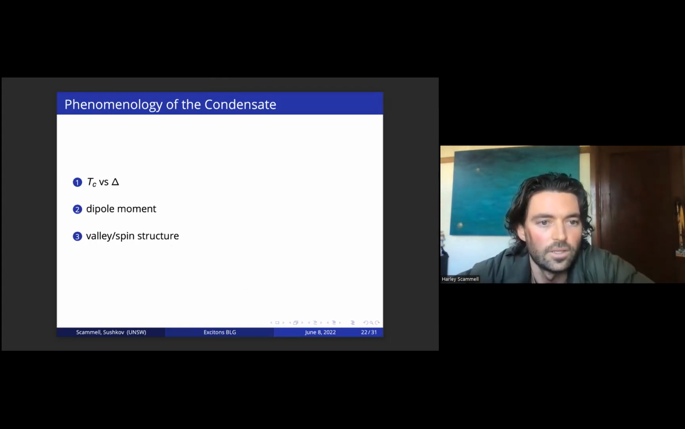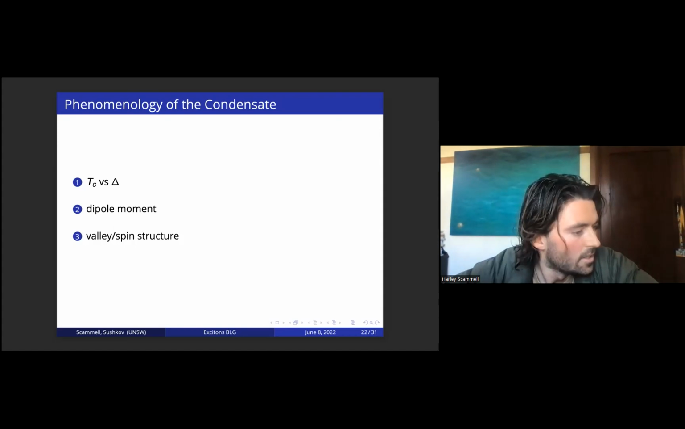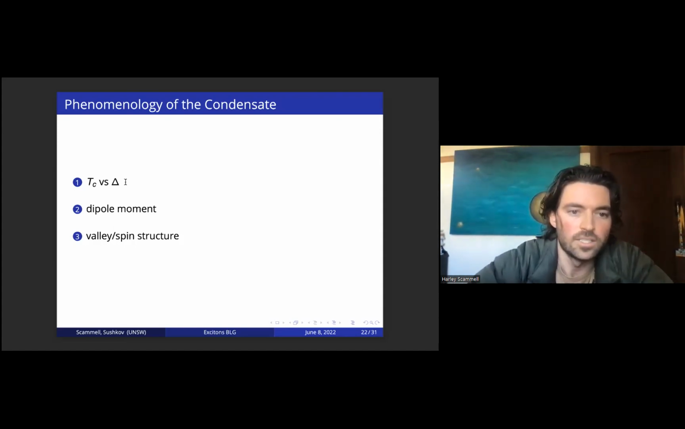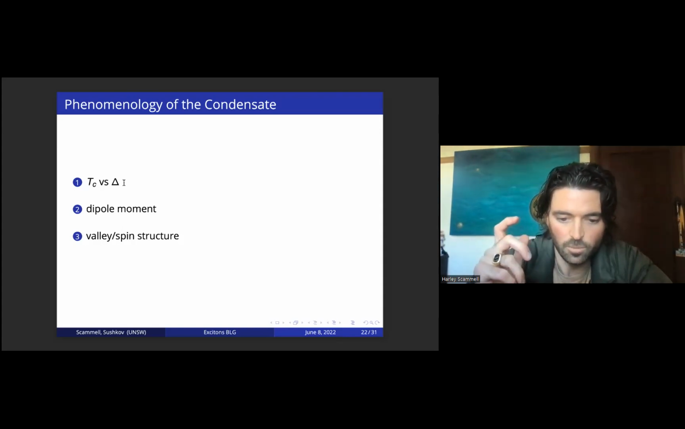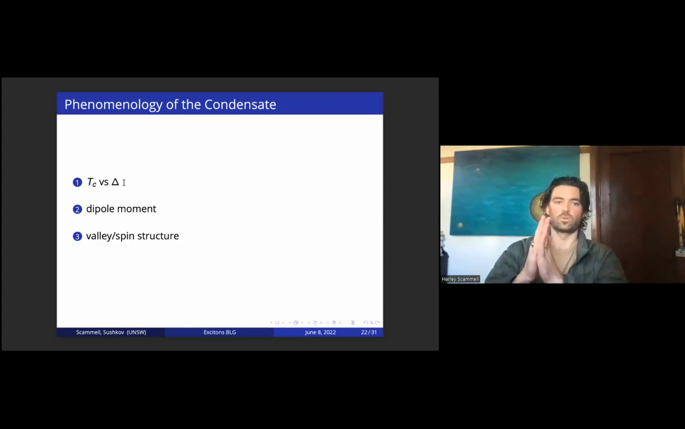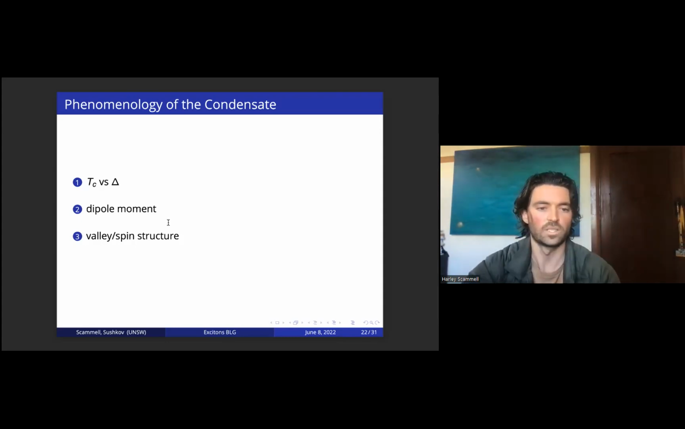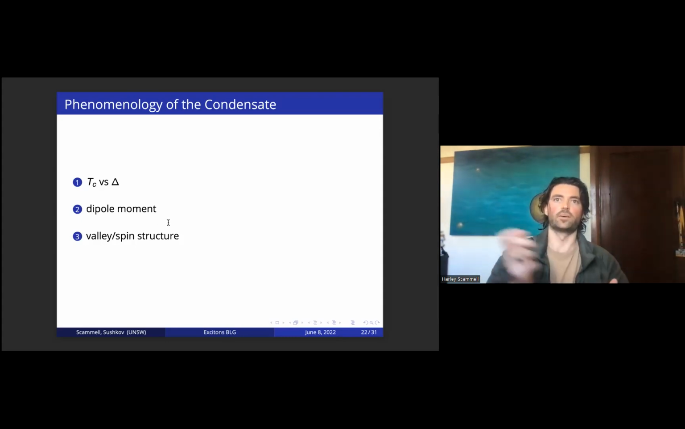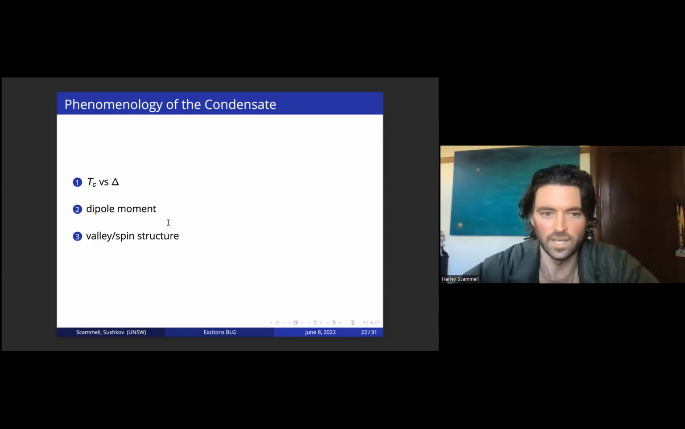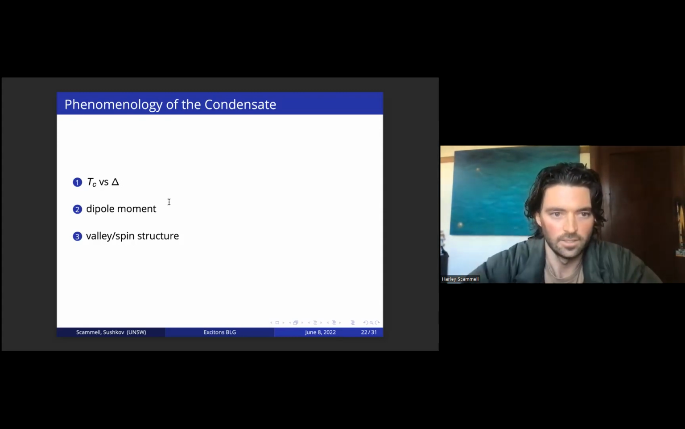So now I just want to talk about some of the phenomenological properties of the condensate. And in this part, actually TC versus delta, we can still use this same two-body approach because this is always at the critical point. So we're happy with how reliable our calculation is. But then when we consider actual properties of the condensate, we have to rely on sort of uncontrolled many-body techniques. So it's more qualitative in nature. But I just want to raise these 3 points.